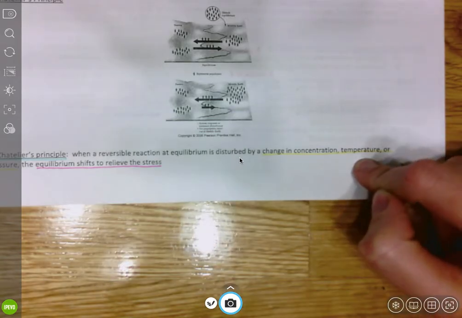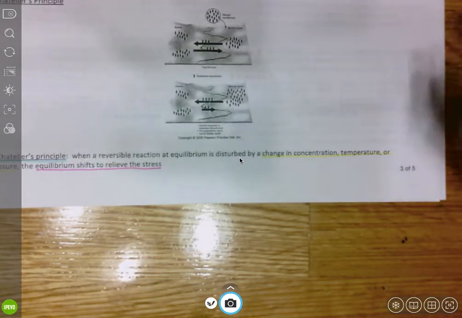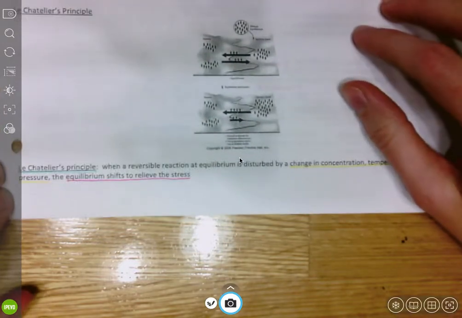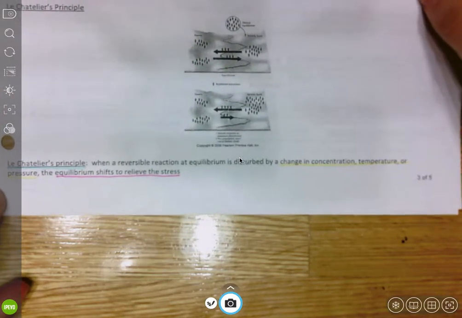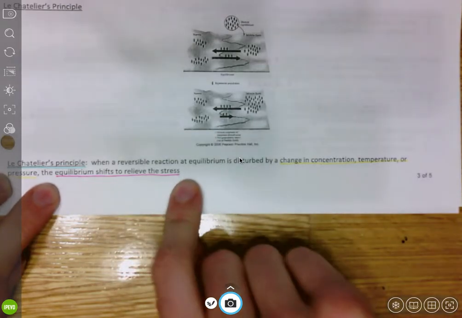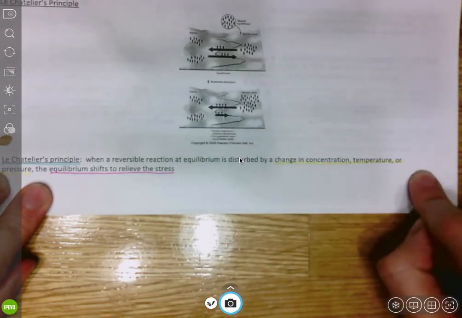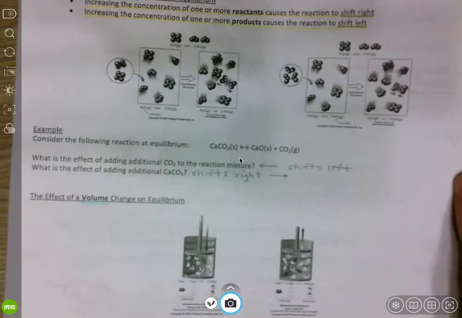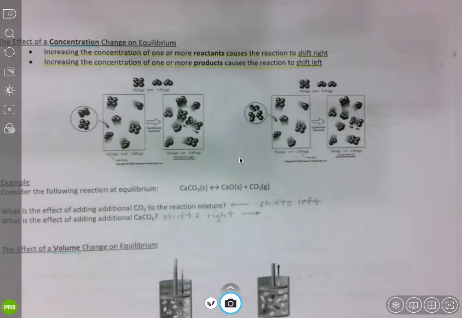Temperature, maybe we're heating or not adding heat, or pressure. So maybe we're applying pressure to this system or whatever. So the equilibrium is going to shift to relieve the stress. So if we have more reactants, we're going to shift to the right to make more products. So here is where we're going to talk about each of these in turn.